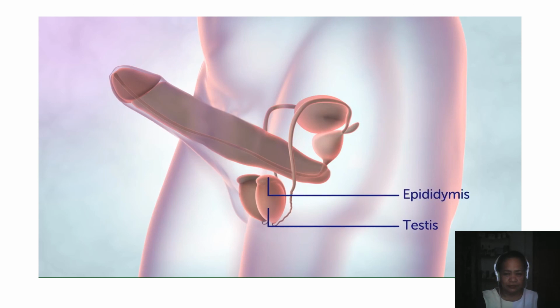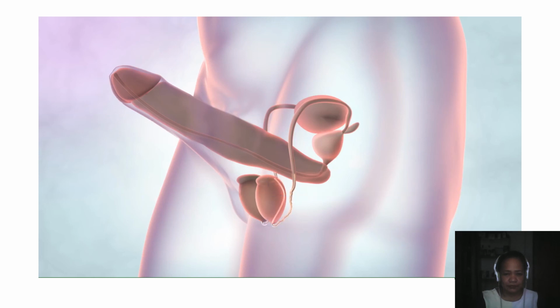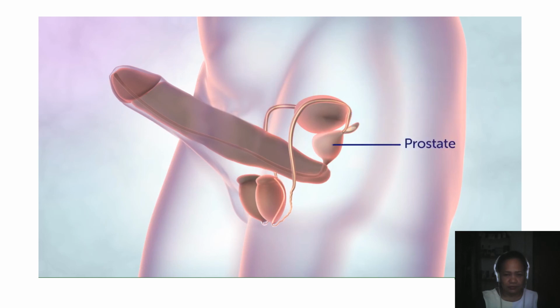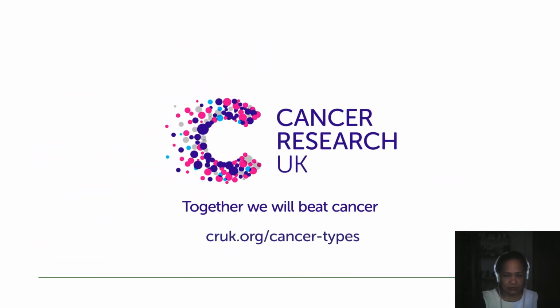When the penis is erect, sperm moves from the epididymis and through the vas deferens to the urethra. The seminal vesicles make a fluid that mixes with sperm in the urethra. The prostate gland is about the size of a walnut. It surrounds the first part of the urethra and adds more fluid to the sperm. During orgasm, the prostate squeezes this fluid into the urethra and out of the body. For more information about cancers that start in the male reproductive system, go to cruk.org/cancer-types.